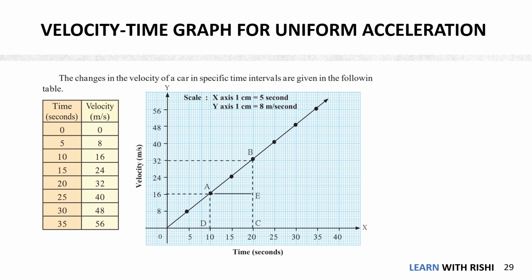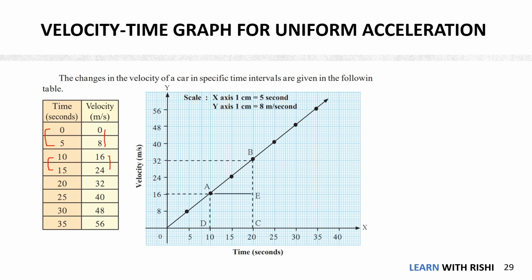As you can see from the data, from 0 to 5 seconds, velocity is 8. Again from 5 to 10, the next 5 seconds, the velocity is 16 meter per second. So 16 minus 8 will give 8. We have to find the difference. Again for the next 5 seconds, from 10 to 15, the velocity is increased by 8. So after equal intervals of time, the change in velocity is also equal. That's why it is known as uniform acceleration.